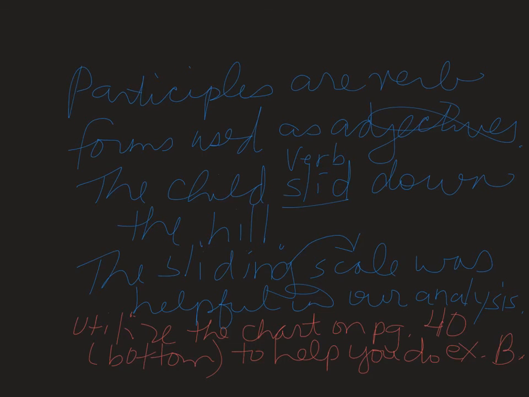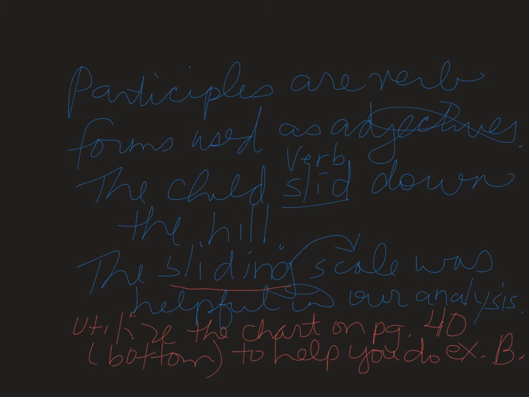And finally, participles, as you know, are verb forms that are used as adjectives. The child slid down the hill. Here, the word slid looks like a verb, and it is a verb. It's the action of your subject child, okay? It's an intransitive action verb. But look at the same word in a different form, describing a noun and functioning as an adjective. The sliding scale was helpful in our analysis. Sliding is a present participle describing scale, saying what kind of scale, and sliding here is not a verb, it is an adjective participle specifically, okay?